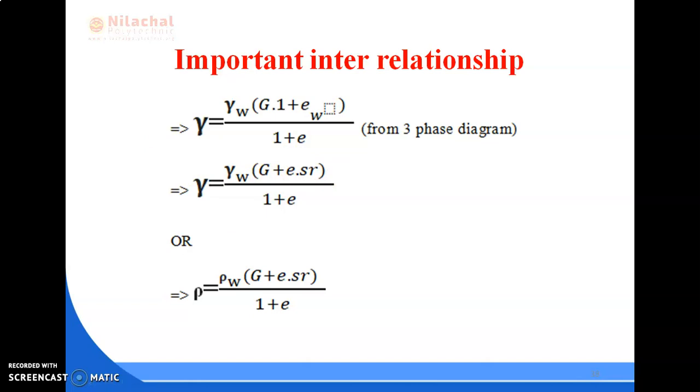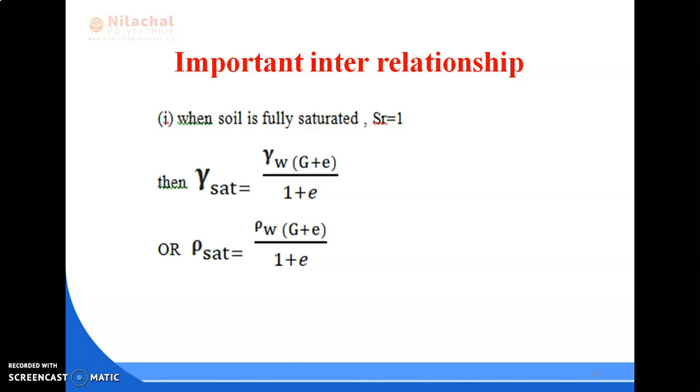Or we can also write in terms of density: rho equal to rho W into G plus E into SR by 1 plus E. Same as we know, the relationship between gamma and rho is gamma equal to rho into g. So see here, if we write rho into g equal to rho W into g, then all the terms are the same, so g cancels. So obviously the final output is this: rho equal to rho W into G plus E SR by 1 plus E. So for this lecture this much.